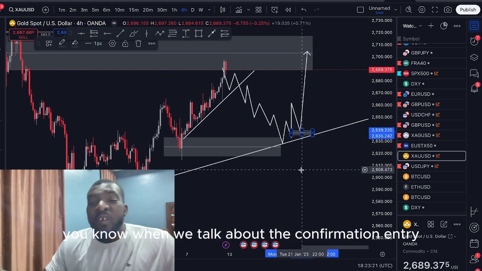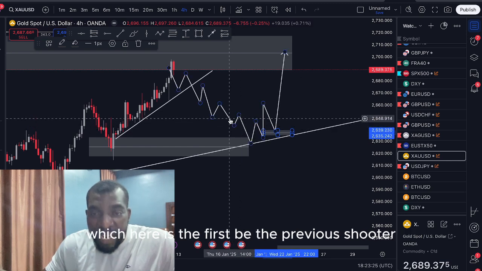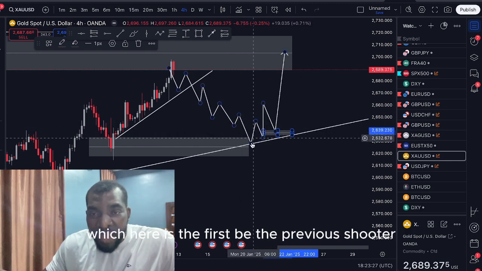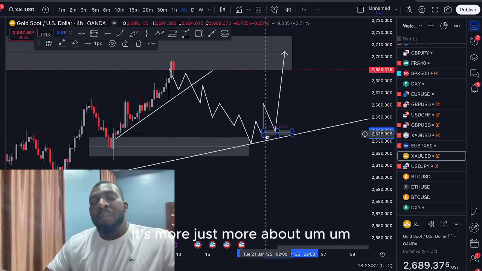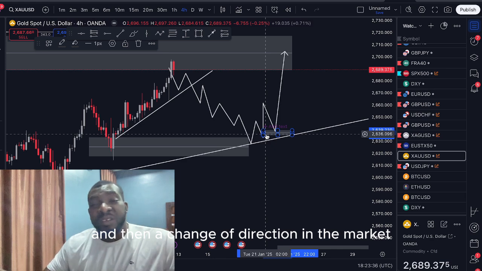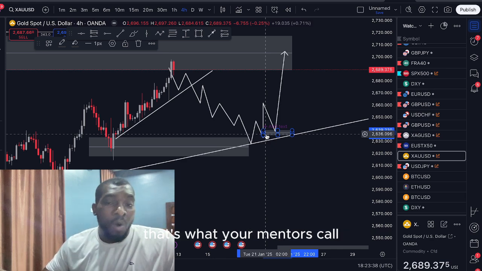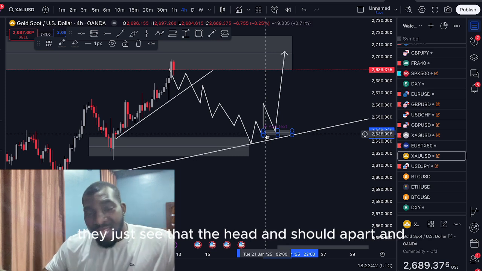When we talk about the confirmation entry, what you people know as the head and shoulder pattern, which here is the previous shoulder, here's the head, and then here is the other shoulder, it's more about a market trend and then a change of direction in the market. That's what your mentors call the head and shoulder pattern. Without proper knowledge of the market, they just see it as a head and shoulder pattern.